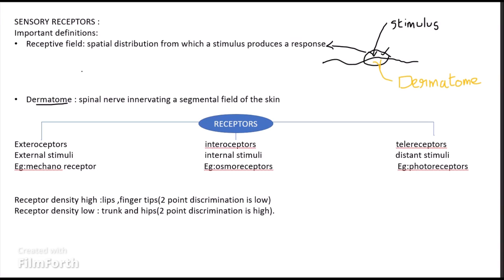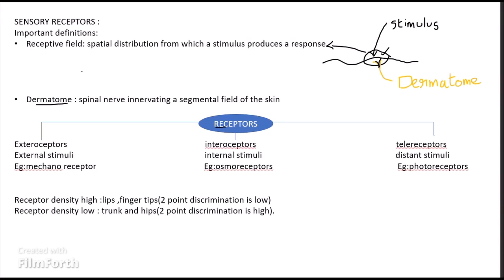Dermatome. What is a dermatome? A spinal nerve innervating a segmental field of skin is known as a dermatome. After receiving a stimulus, a nerve carries the pain.